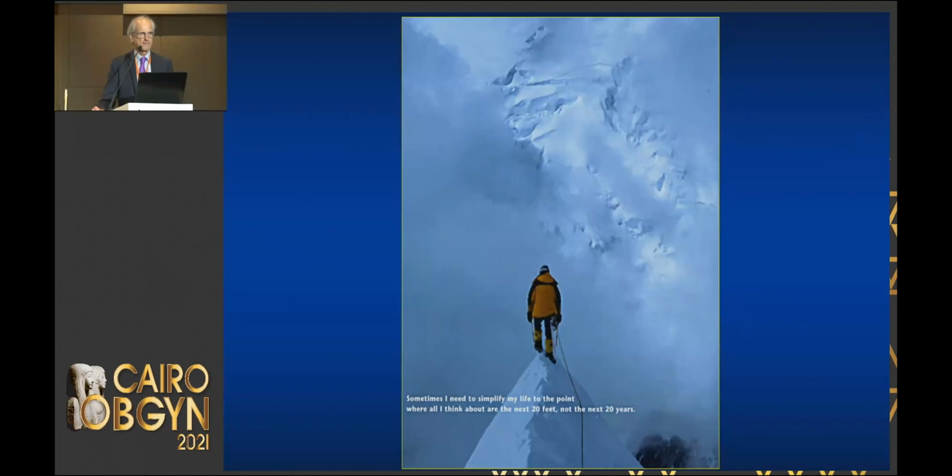Thank you very much. Any other questions? But of course, you can do the Doppler, and you should do the Doppler. Look at the umbilical artery and the ductus venosus.